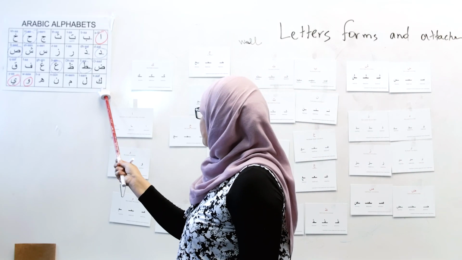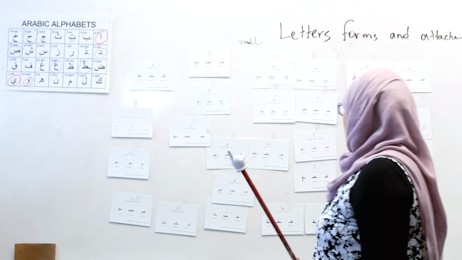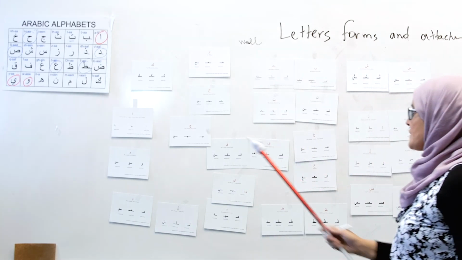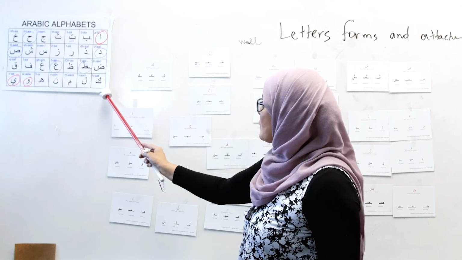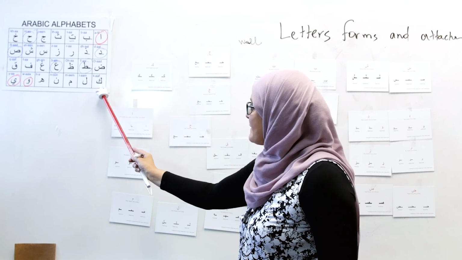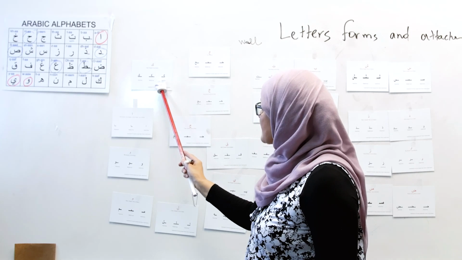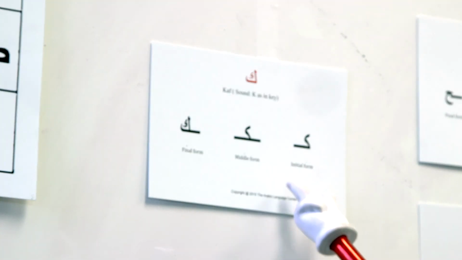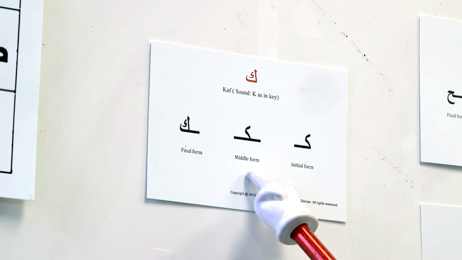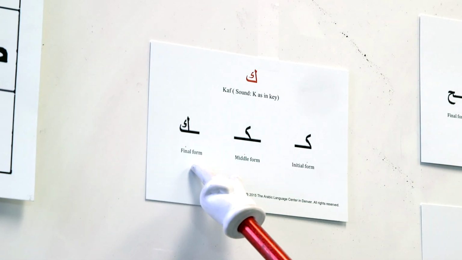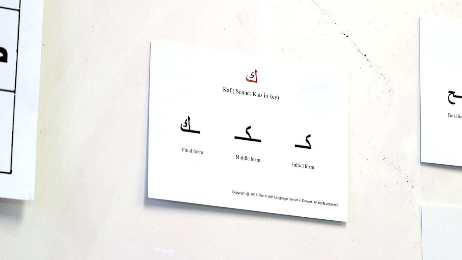The kaf. So the kaf, it's totally different. Look at the kaf. And here it's like a greater-than sign with this line in the initial form, the middle form, and finally I can see the kaf appears again in the final form.